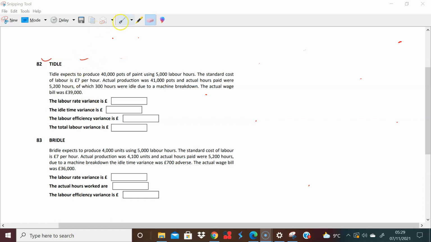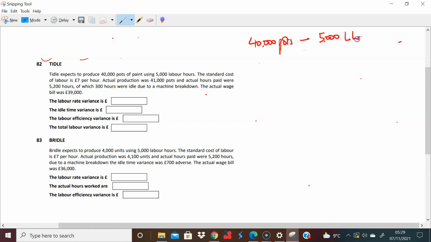Okay, let's look at the Tiddle. So we'll just do it slowly, and I'll use this to sort of explain what's going on. It says here that Tiddle expects to produce 40,000 pots of paint using 5,000 labor hours.